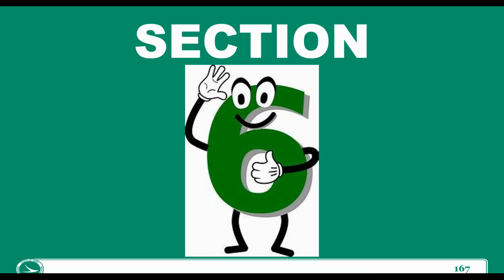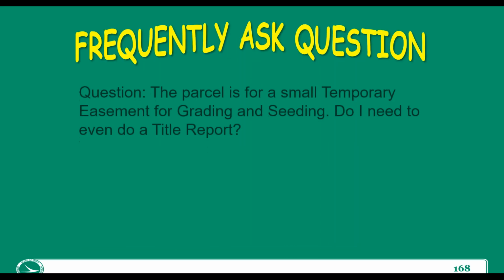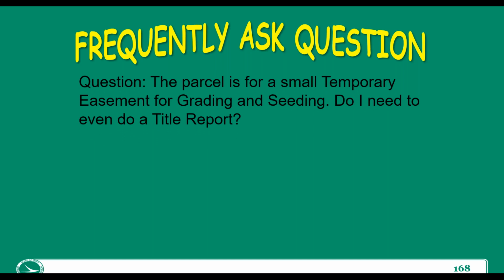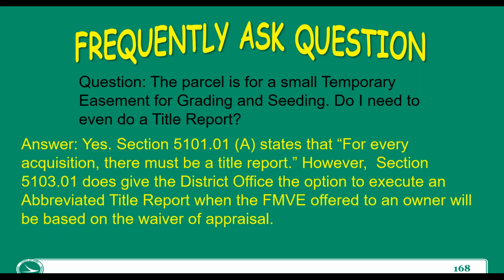But okay, that leads us to section 6. We're really short on time, so I'll get a couple in and then we'll wrap up. Some frequently asked questions. The parcel is for a small temporary easement for grading and seeding. Do I need to even do a title report? And the answer is yes, because section 510101 states that for every acquisition, there must be a title report.